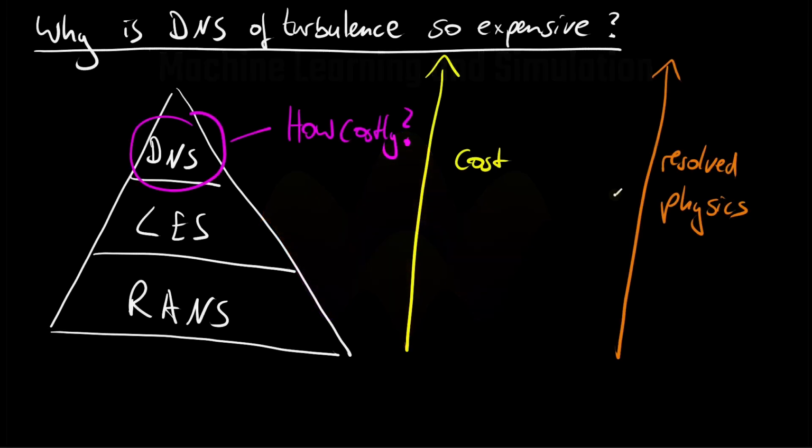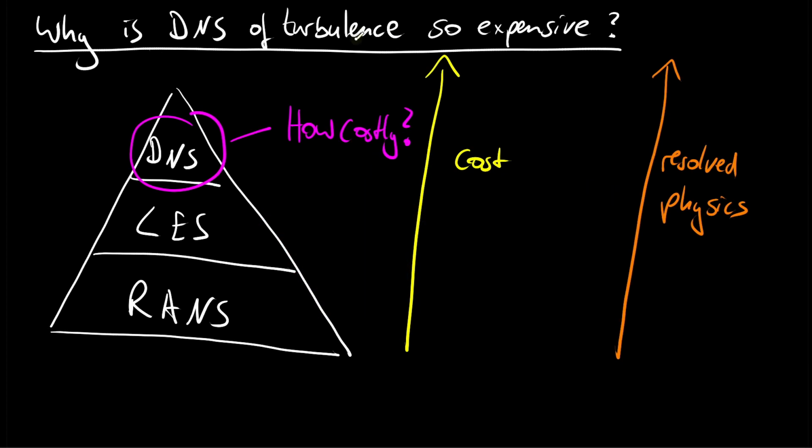Hi and welcome to this new video. We want to investigate why computations of turbulence are so expensive, and expensive refers to the computational cost, or in other words, how beefy a machine you need in order to solve the simulations.